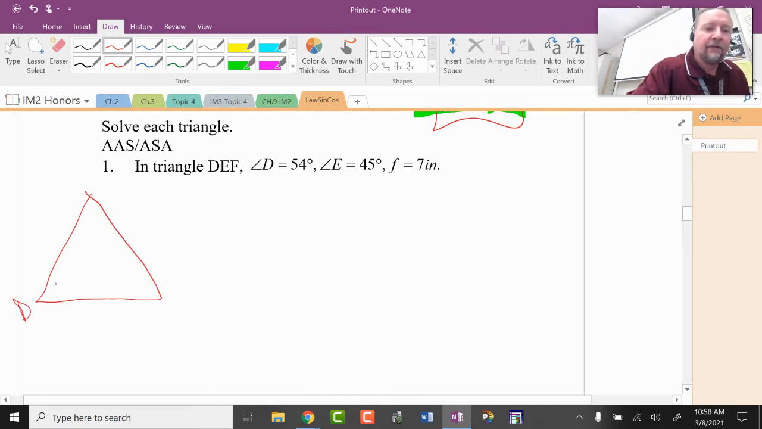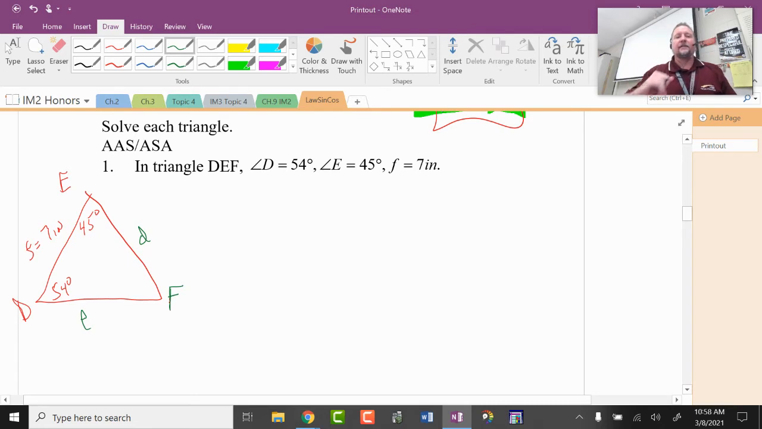Angle D is 54 degrees. We'll go faster on this. Angle E is 45. And then F, oh, okay, well, this is angle F. And then this has to be F, which is 7 inches. I think in last hour's notes, I had this triangle a little bit different. It doesn't matter. So I have to find angle F and then side D and side E. So that's what it means to solve a triangle.